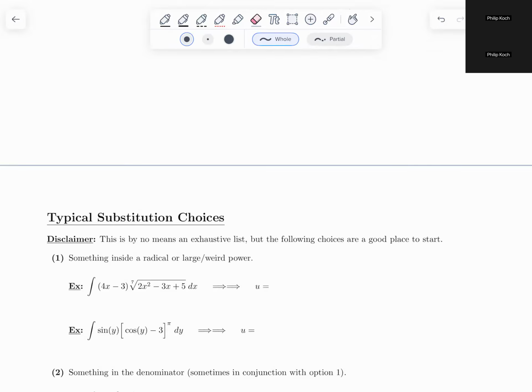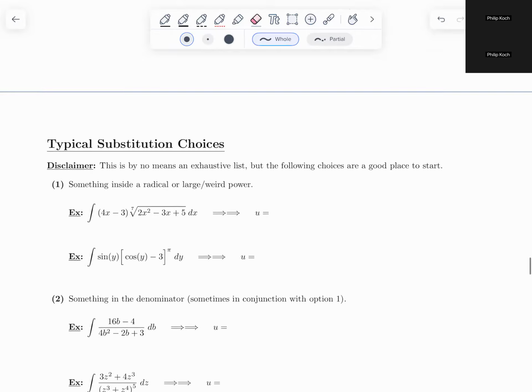Or I have a broken piece of tile. I need to break it up. I need to use my hammer to kind of chip that piece away with the screwdriver, whatever it may be. But that being said, there are certain things that you learn with time, and those ones are to first and foremost try and pick something on the inside of a large or weird power or inside of a radical.